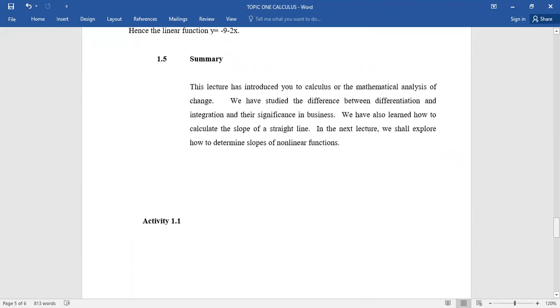In summary, you've been introduced to calculus, and you say that these are mathematical analysis of change. You have studied the differences between differentiation and integration, and you said that they are the reverse of each other, just like subtraction versus addition, or division versus multiplication. And you've also learned how to calculate the slope of a straight line. In our next lecture, we will explore how to determine the slopes of nonlinear functions.